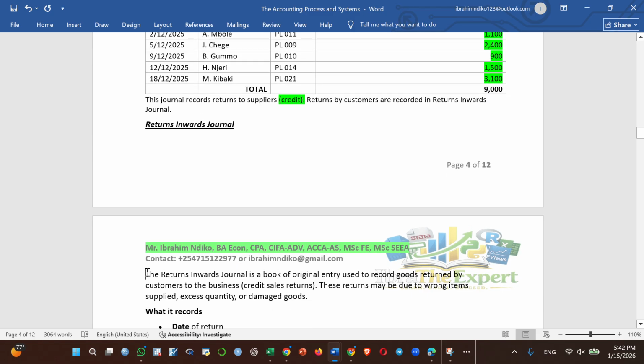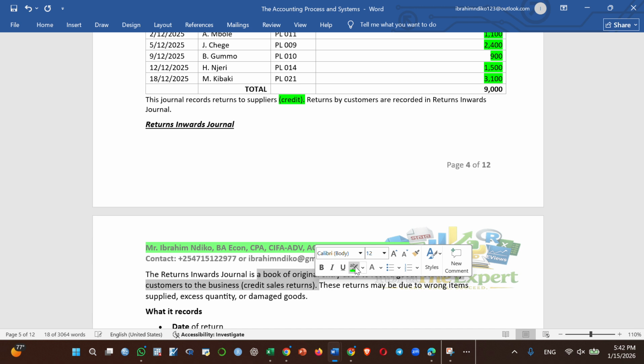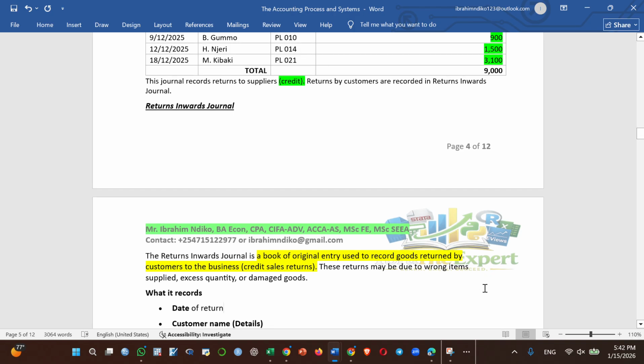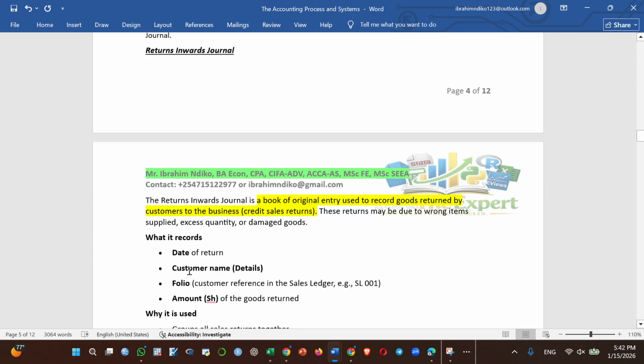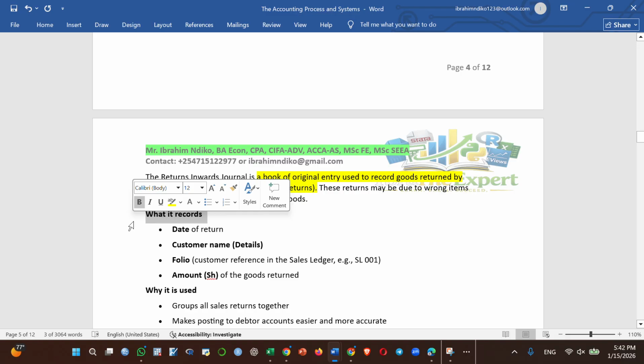So the return inwards is the book of original entry that records goods returned by the customer to the business. That is it. So it records the goods returned by the customer to the business. Now what does it record? It's the same thing.